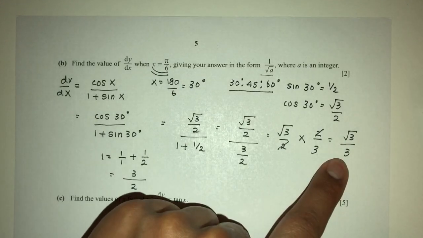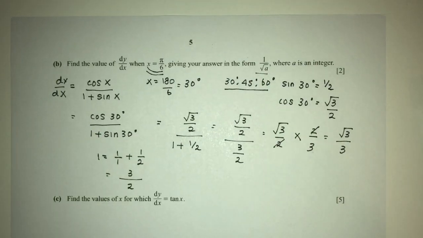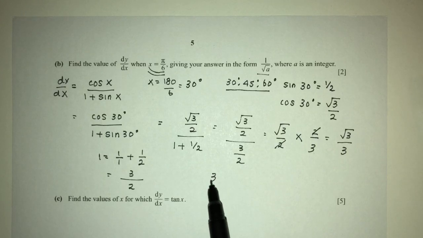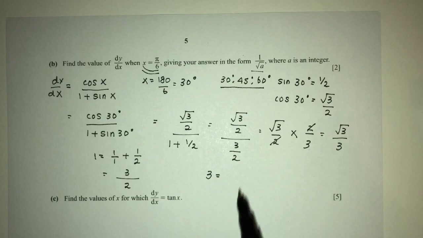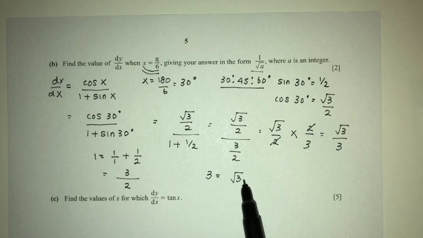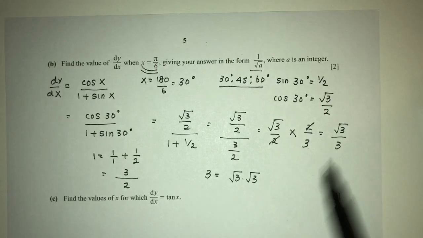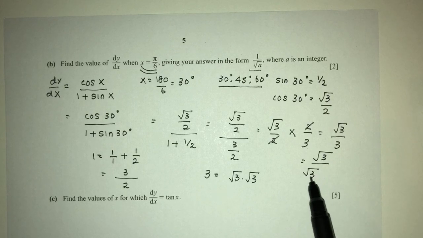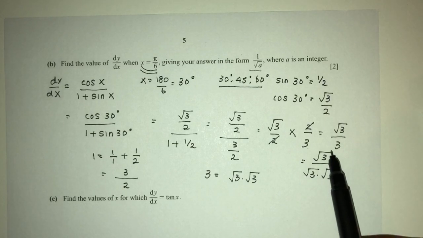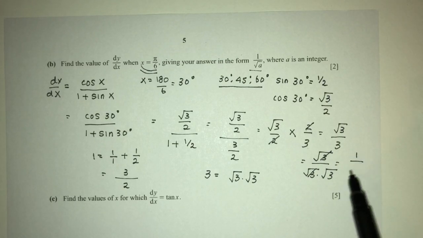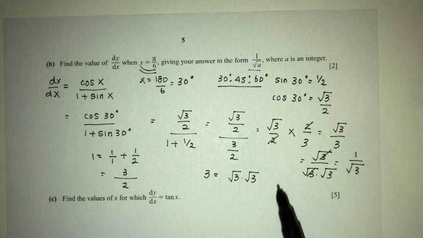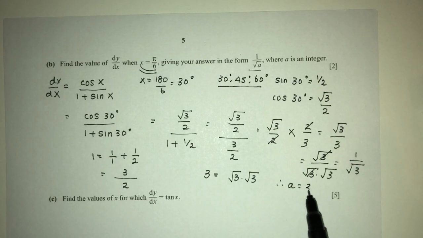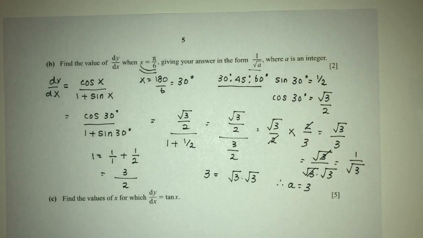But now you want to simplify this in this form, but you realize something. What is 3? 3 is root 3 times root 3. So that will become root 3 over root 3 multiplied by root 3. Cancel, cancel. You have 1 over root 3, where a has to be 3 according to this, which is an integer. Anyways, that will be part B of the question.